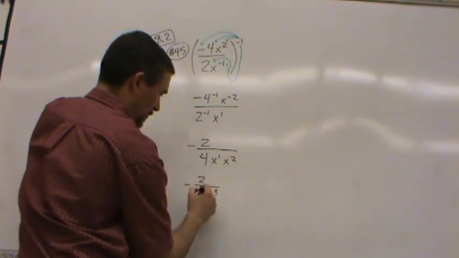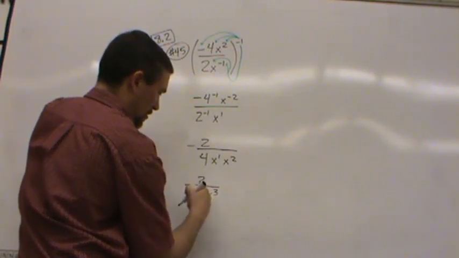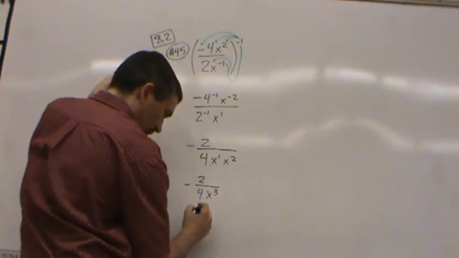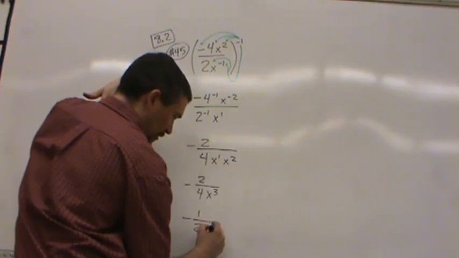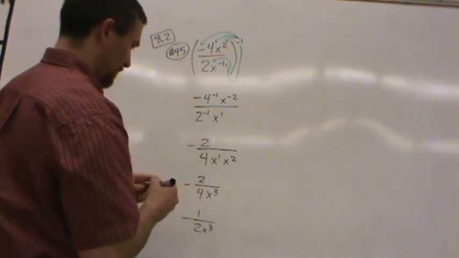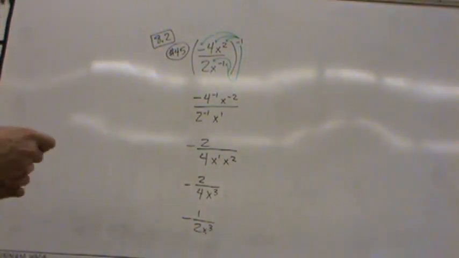And the 2 and the 4, this is like a 2/4, which is really a 1/2. We can write it as 1 over 2x to the 3rd. And there we go.